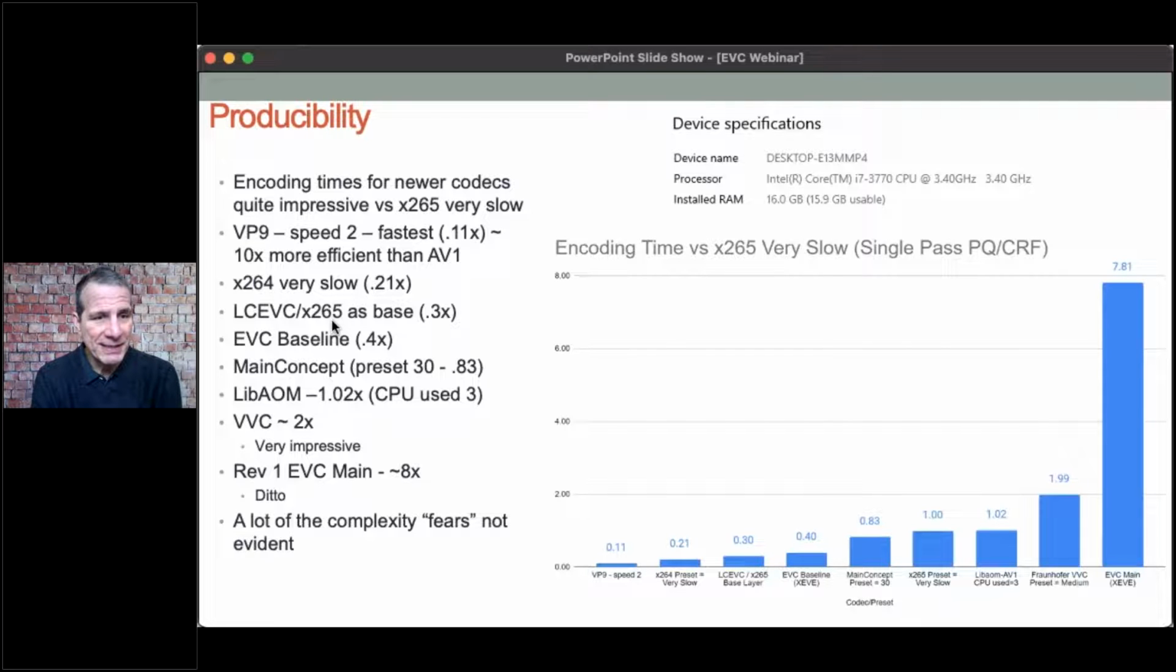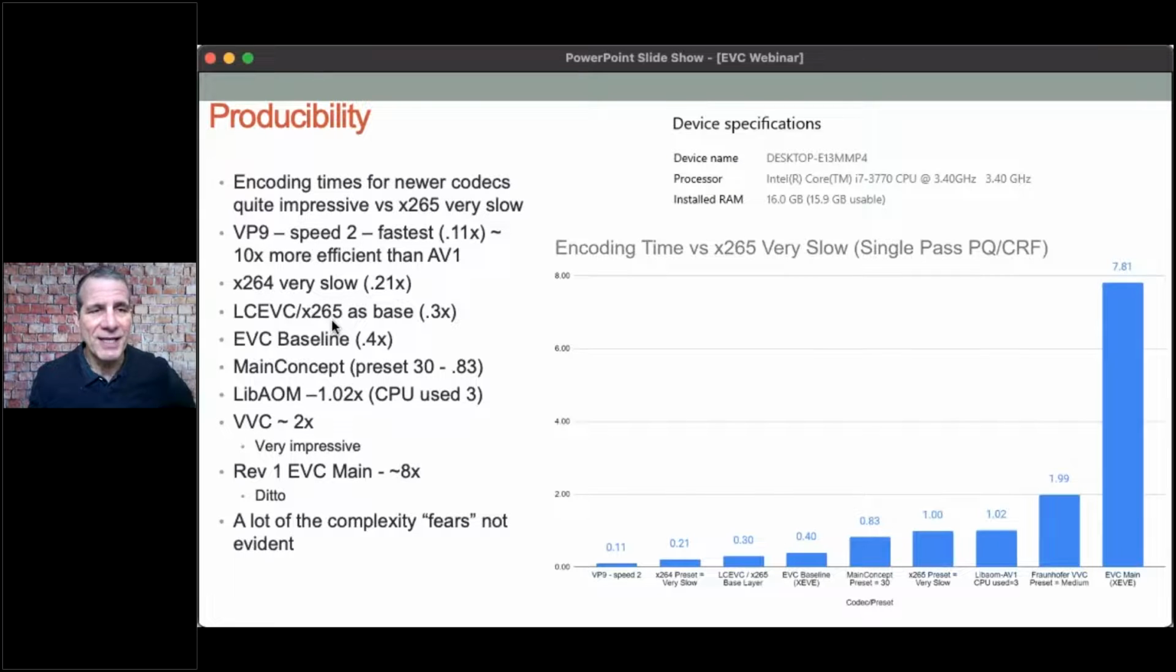VVC, the Fraunhofer implementation using the preset that I used, was only 2x more complex on the software side than x265 using the very slow preset. And the 45,000 number was first generation AV1. This is the second time I've looked at VVC, and it's pretty much ready for implementation now from a quality and encoding time perspective. Very, very impressive. And then ditto for EVC main. This was an open source implementation. The codec itself is very, very new, and we saw 8x the encoding time, again, very far away from the 45,000 figure that we saw for AV1 during the first implementation. So I think a lot of the complexity fears are not being realized, certainly not by VVC, and it doesn't look like by EVC as well.